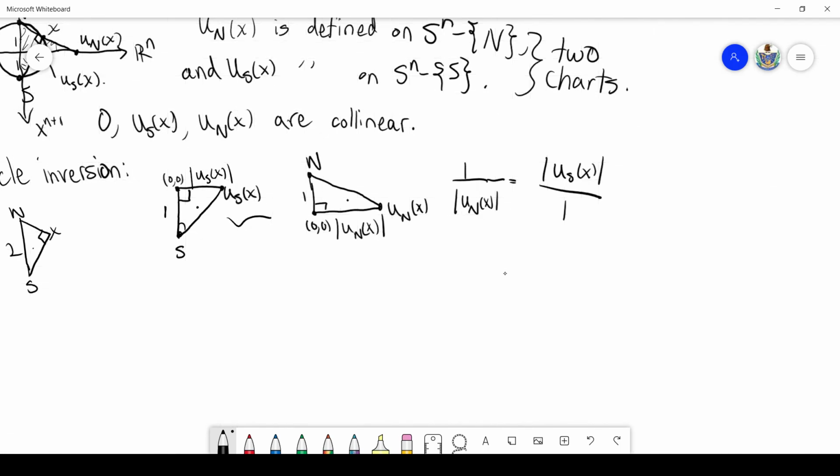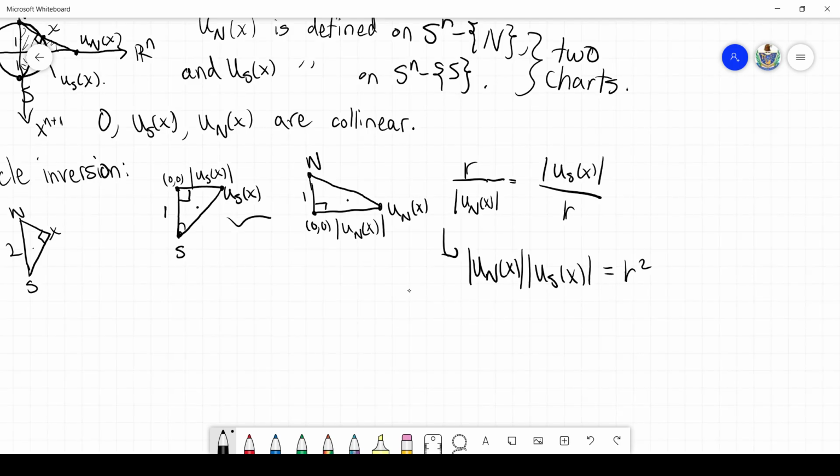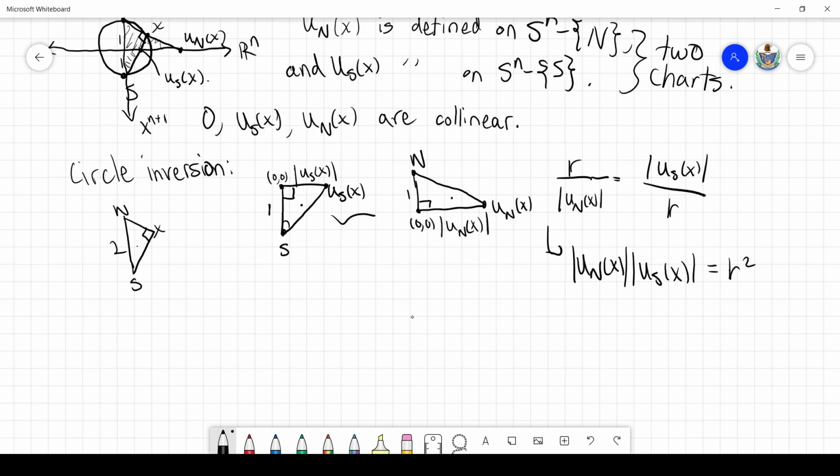And so what this tells us is that the product of the magnitudes is equal to 1. And in general, if this were a circle of radius r, then here we would have r and r, and so this would be r squared. And so that's sort of the main relation for circle inversion.